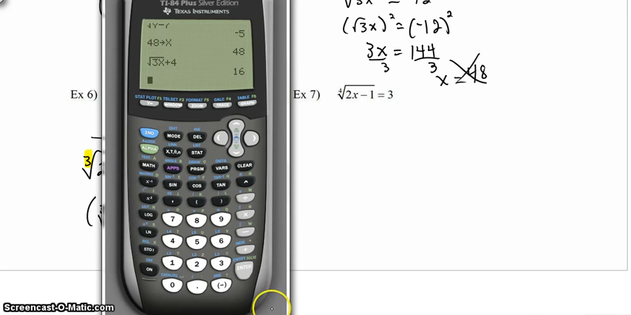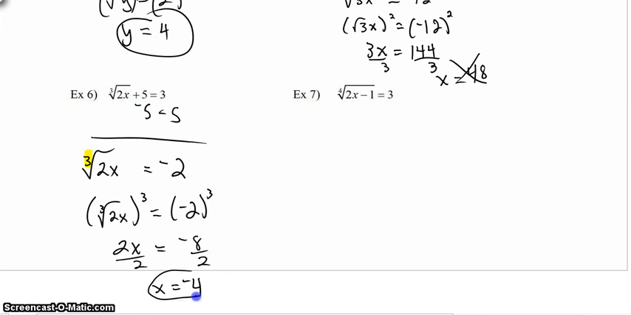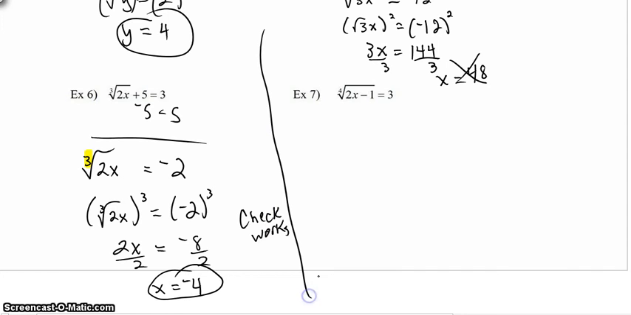Now, I think you get the trend here. We should be very careful and say, you know what, we should check and see if this is going to work. Negative 4, put that in for x. Now we need a cube root. Hit math, come down to number 4. We'll say the cube root of 2x. Move that over, say plus 5. Hey, if it works, we should get 3, and we do. The check worked. So we are good.